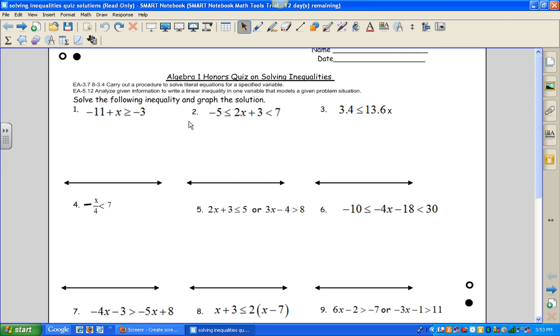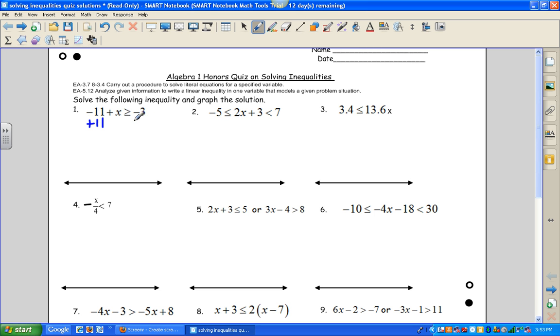Okay, this is the quiz solution video for solving inequalities, Algebra 1 Honors Quiz. Number 1, here we isolate x, as in the notes we solve inequalities the same way as we do equations. The only thing we have to remember is if you multiply or divide by a negative, then you have to flip the sign. Here we go.